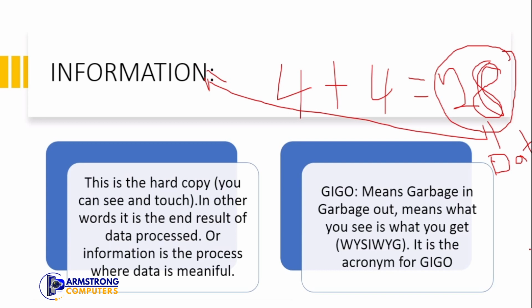So as you can see, there's garbage in, garbage out, as I said earlier. Whatever you input into the computer, that's what you are going to get. And this means what you see is what you get. This is the acronym WYSIWYG, and it is also the acronym of garbage in, garbage out. So basically, that is just that.